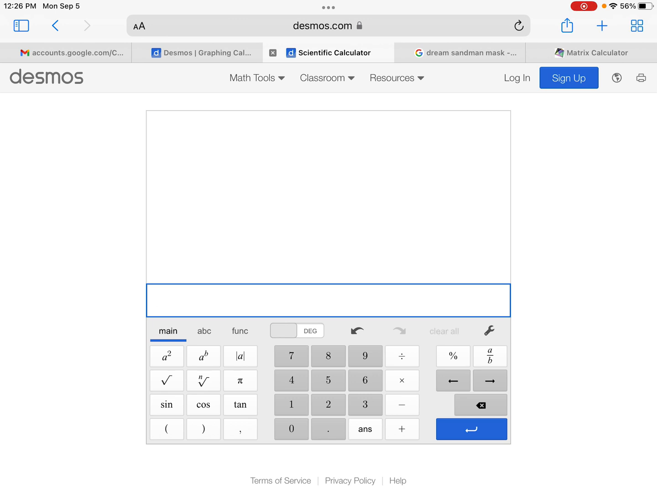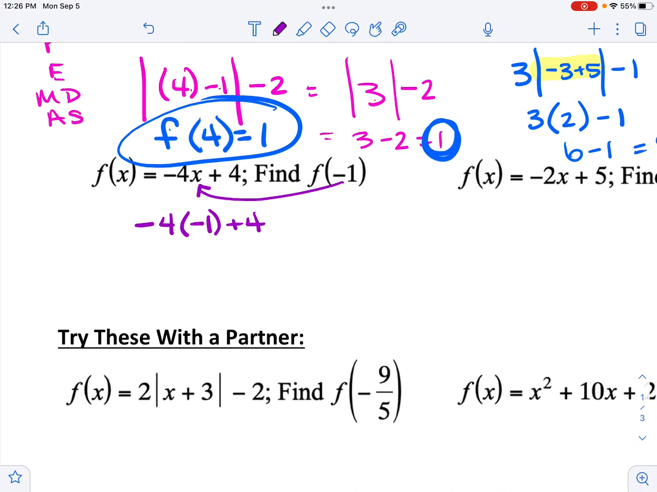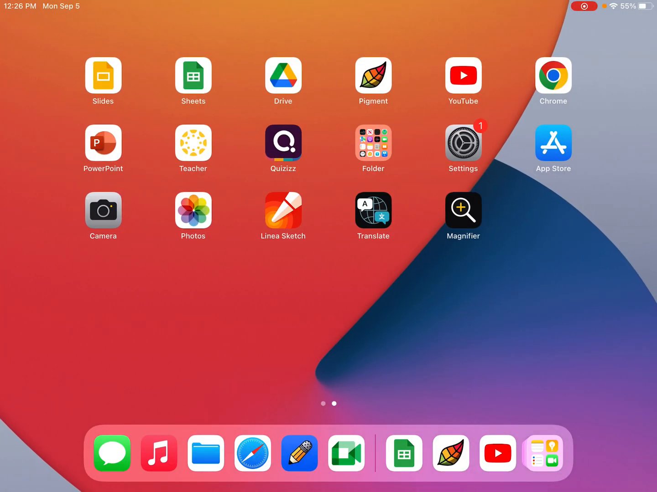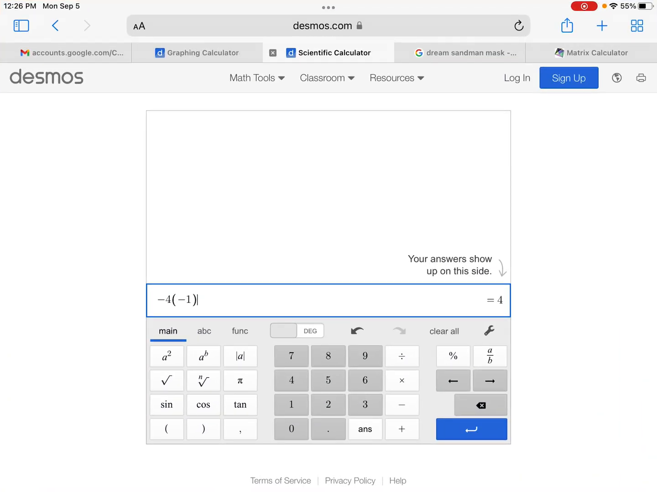But our previous problem was -4, parentheses, -1, close our parentheses, plus 4. It does all the math for you if you do this.